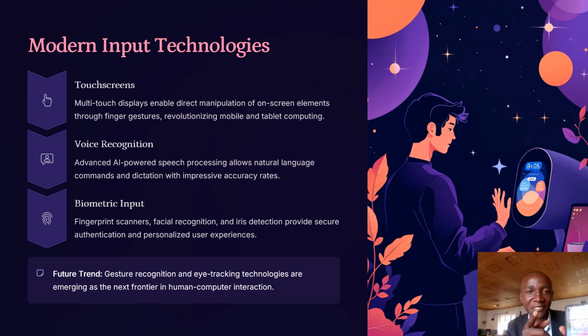Hope you have understood it. When you see a smartphone, the top of it is also input, and the top of it is also what? Output. So we have voice recognition system, and we also have biometric devices.